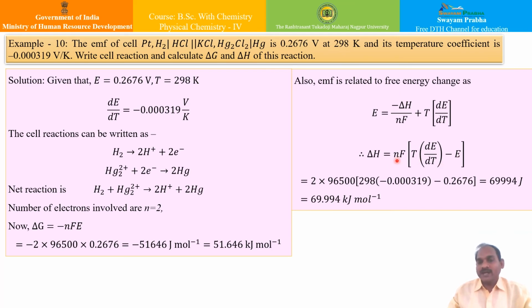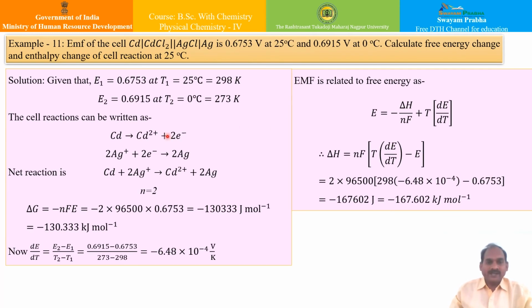Okay, so now I have all these values. I have N, F, T, this temperature coefficient, and E. So I will substitute all these values, that is 2 into 96,500, T is 298, temperature coefficient is minus 0.000319, minus 0.2676, which is equal to 69,994 joules, and therefore my delta H is equal to 69.994 kilojoule per mole. Okay.